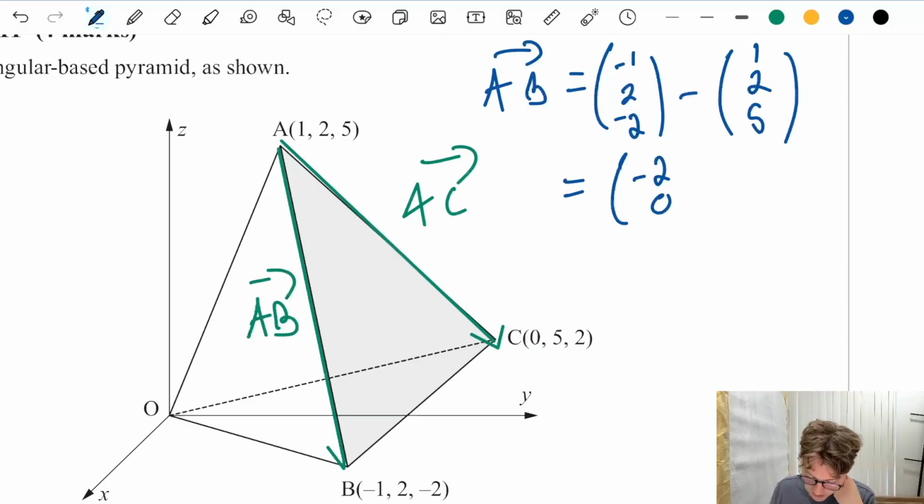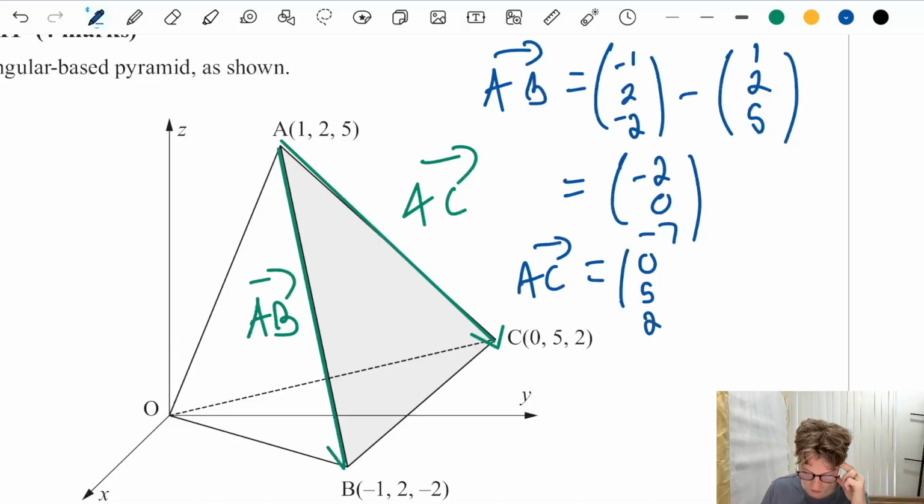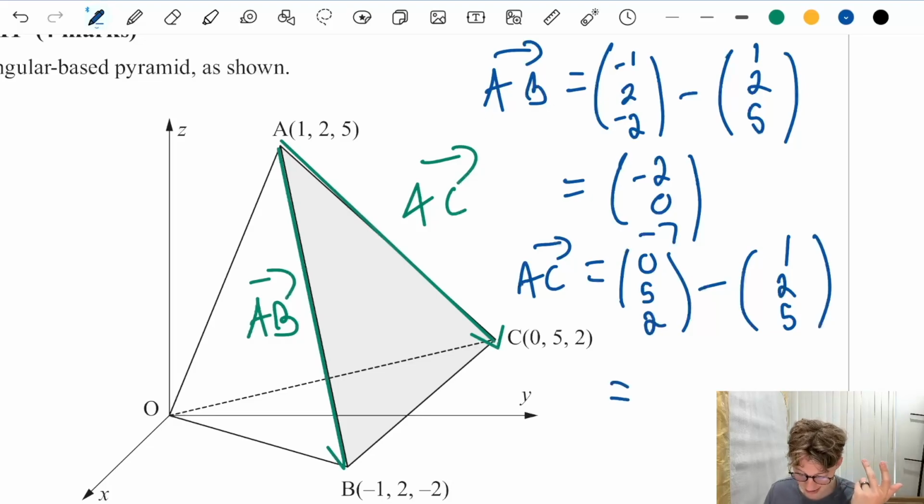I have 2 minus 2, that's going to give 0. And I have minus 2 minus 5, that is going to give negative 7. I'm going to now do the exact same thing with AC. Again, final point is 0, 5, 2, minus my initial point, which is still A, being 1, 2, and 5. Again, I subtract. 0 minus 1 gives negative 1, 5 minus 2 gives 3, and 2 minus 5 gives negative 3.